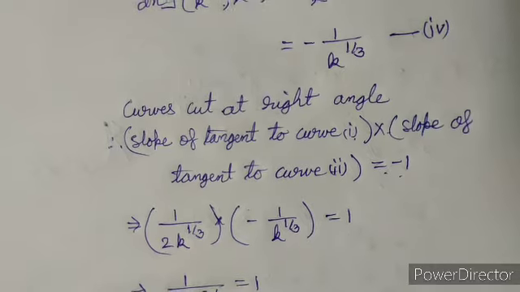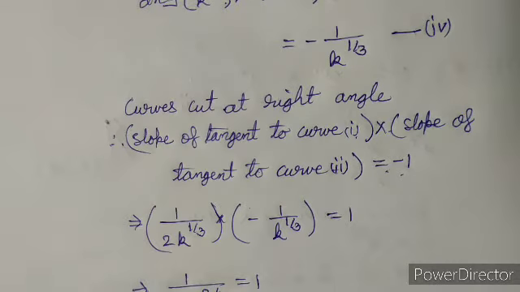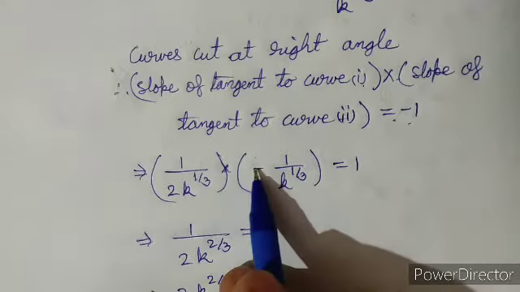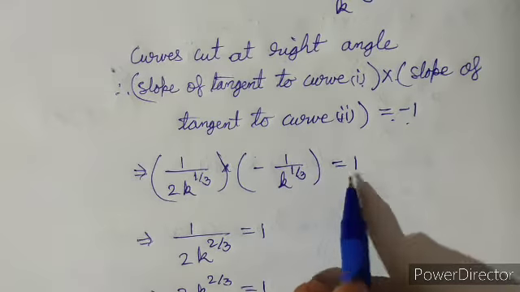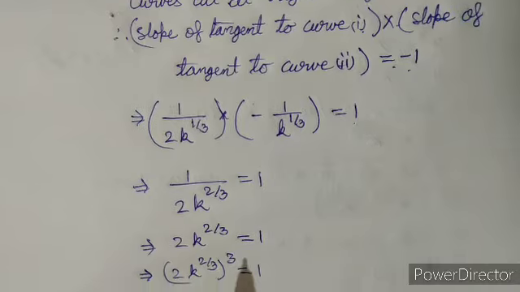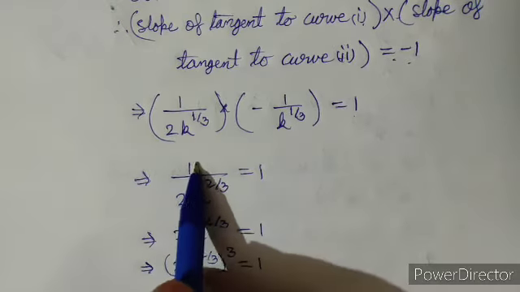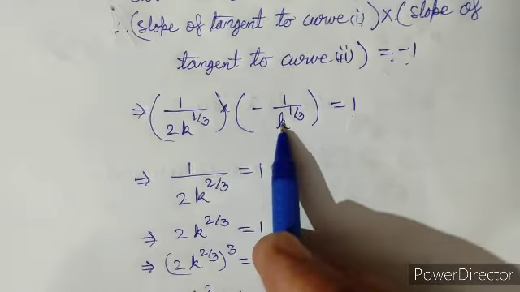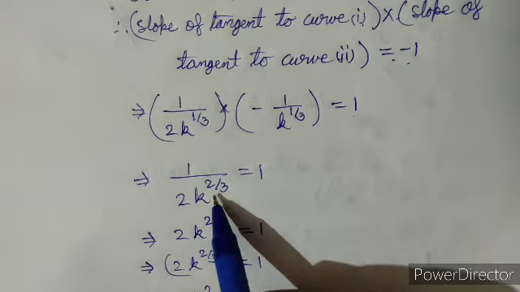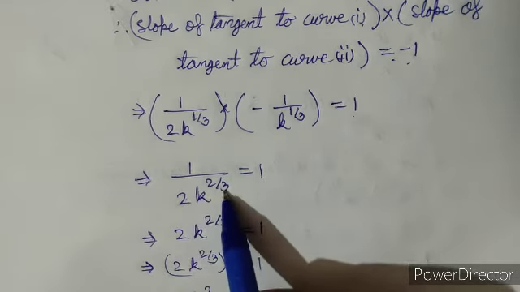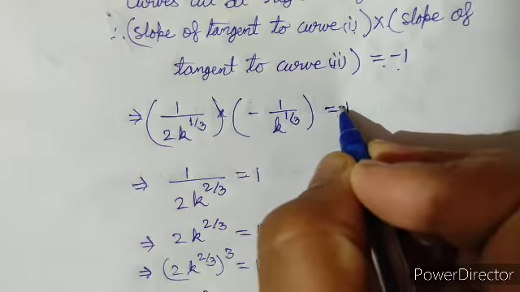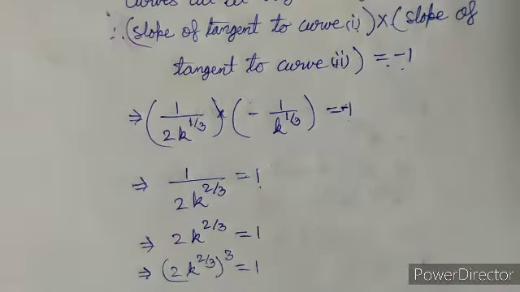Now on putting the value of the slope of the tangent to the curve first and second from equation third and fourth, we will get 1 upon 2k raised to power 1 by 3 into -1 upon k raised to power 1 by 3 equal to -1. And that will be 1 upon 2k raised to power 2 by 3. Now k raised to power 1 by 3 into k raised to power 1 by 3 will give us 2k raised to power 2 by 3, and that is equal to -1. Here it was equal to -1 and the minus will cancel out, and that will be equal to 1.